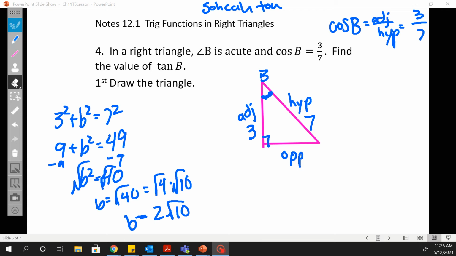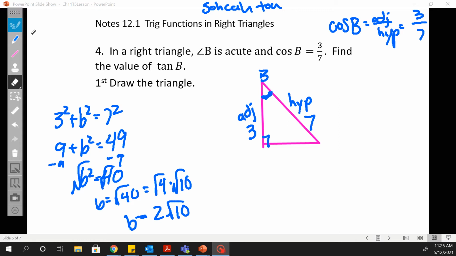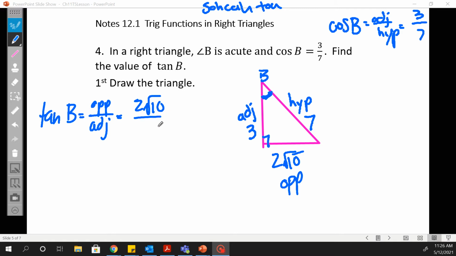So over here, the opposite side is 2 square root 10. That's the opposite side. Okay, so now we can figure out the tangent of B, because the tangent of B is opposite over adjacent. So the opposite is 2 square root 10, the adjacent is 3, so 2 square root 10 over 3, and that is simplified. So our tangent here of angle B is 2 square root 10 over 3.